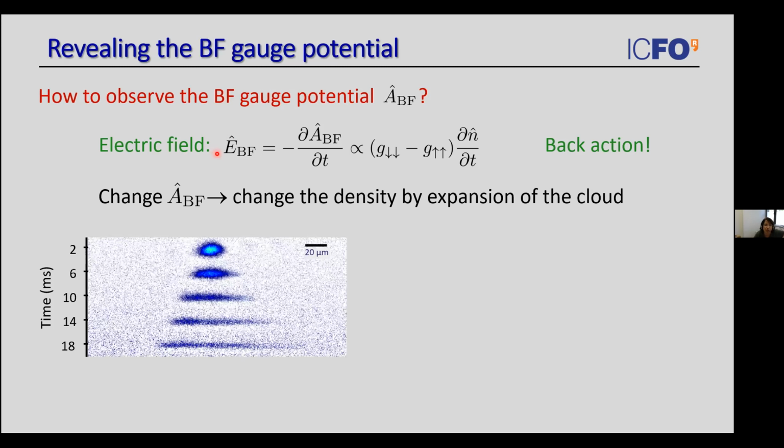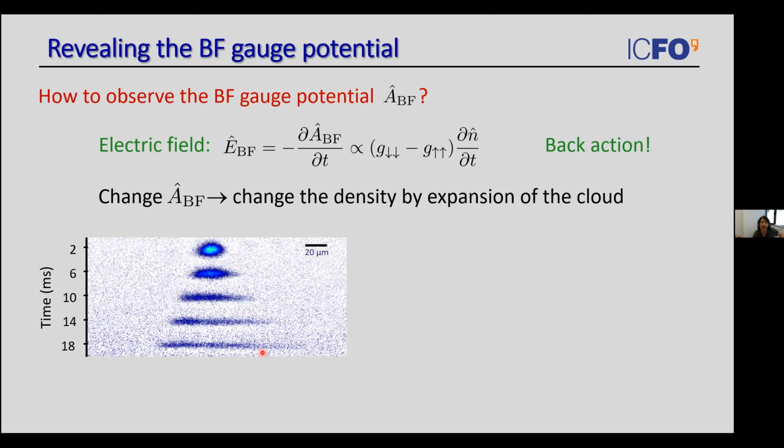Now, that's what we do here. We change this BF gauge potential by changing the density of the system, expanding the cloud. So we prepare the system here subjected to these Raman beams. And then at t equals 0, we just let the atoms expand in the waveguide. And what we see is that the system shows funny dynamics. Actually, it starts to expand, but at the same time, it develops a tail on one side. So the cloud profile becomes very, very asymmetric.